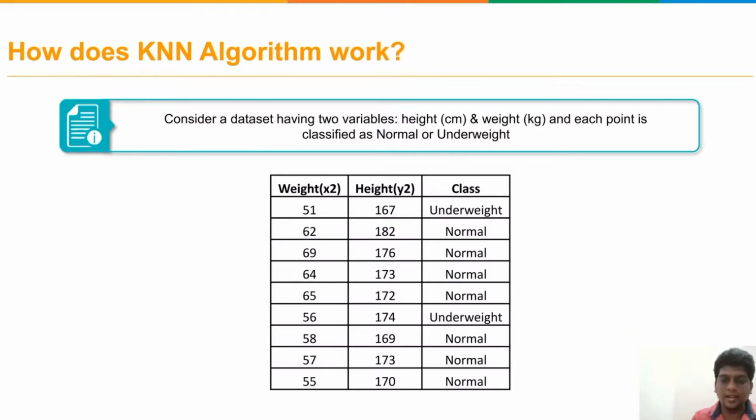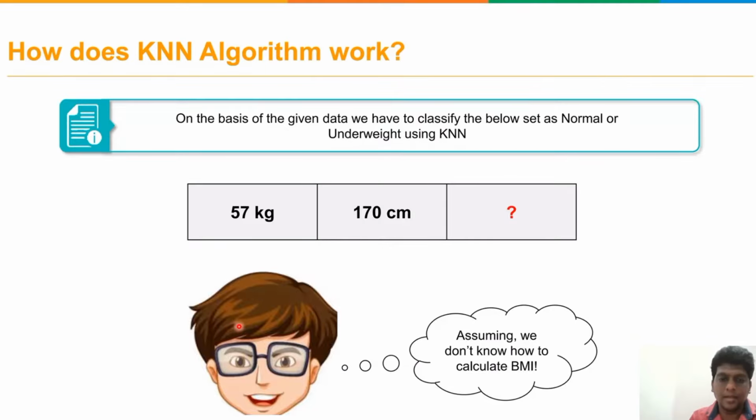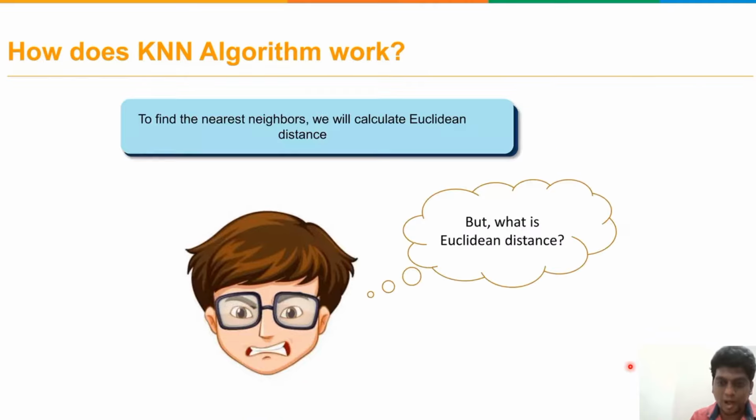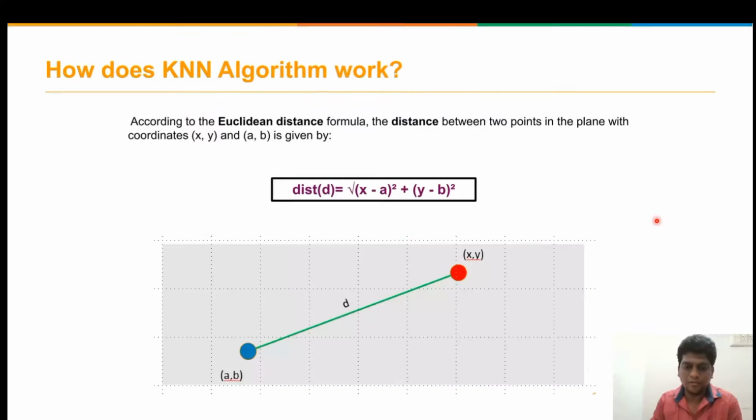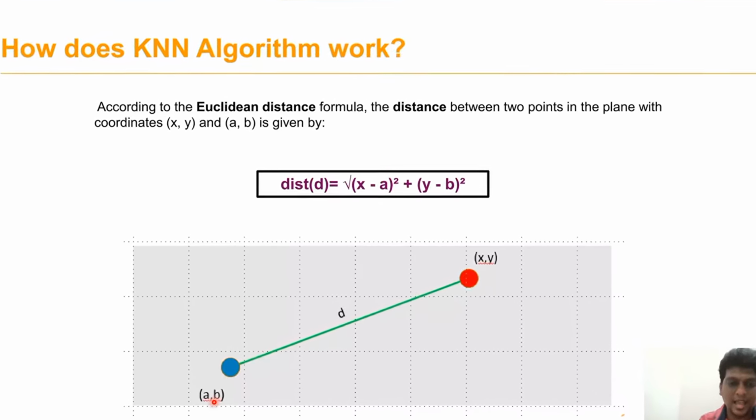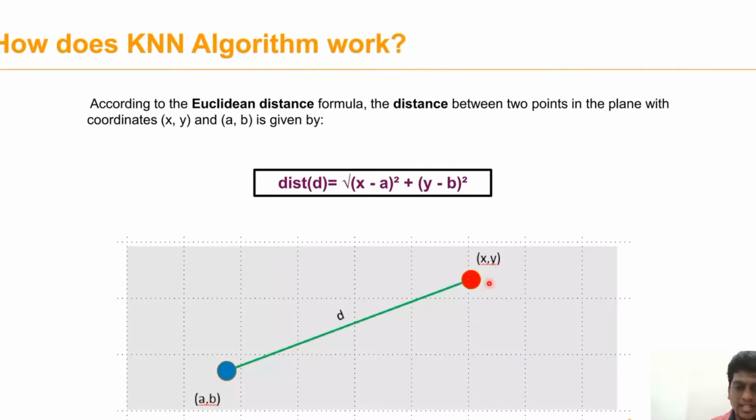See how a KNN algorithm works. Here we have a data set which contains the weight and height of a person, and it has a classification whether that person is underweight or normal. We have to calculate the BMI for a person who has 57 kg weight and a height of 170 centimeter. We have to calculate the Euclidean distance to find the nearest neighbors. We know the formula for finding the Euclidean distance. So this is one point that is represented as AB, and this is one point that is represented as xy.